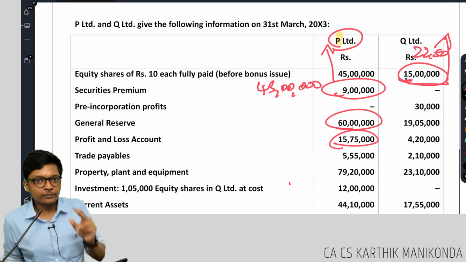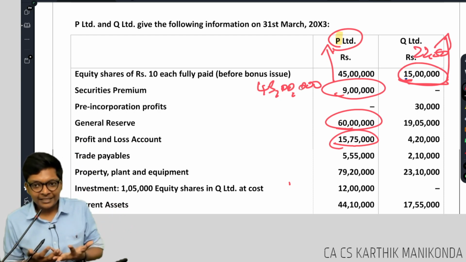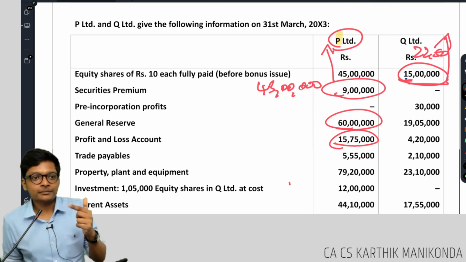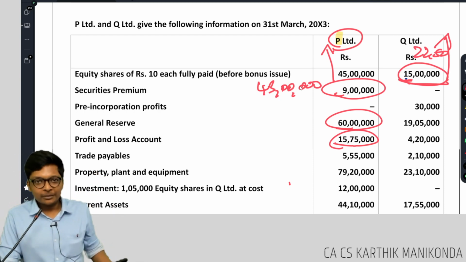The second mistake is that they do all the steps, but the balance sheet will not tally because they forgot to write minority. Because in this question, minority will not be there. That's the second common mistake.